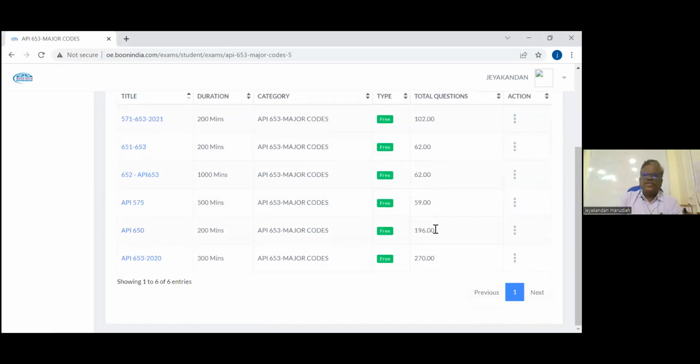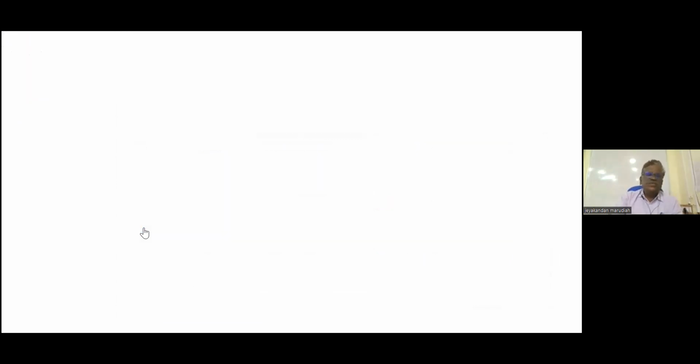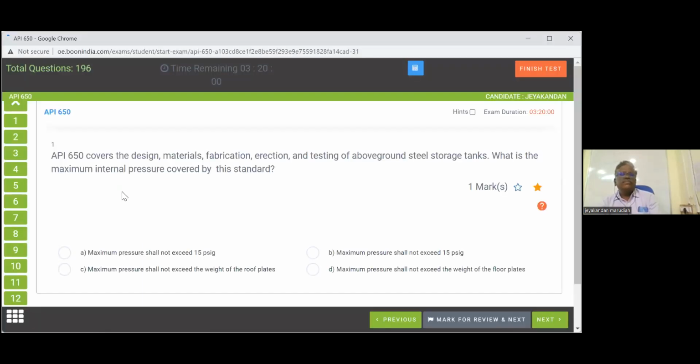So if you take 650, we have 196 questions. It includes all sections from chapter 1 to all annexes. That's why I told you yesterday we have around 200 questions. So how to attend it? You have to give start exam, almost similar to API exams. The question will appear like this, and you have to answer it. We'll try this in this format today.